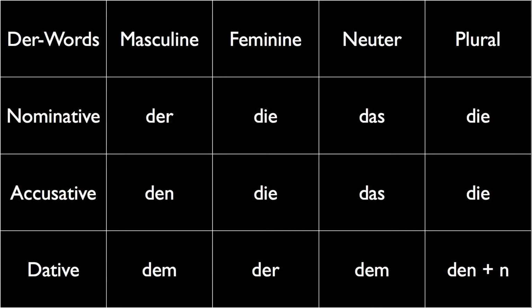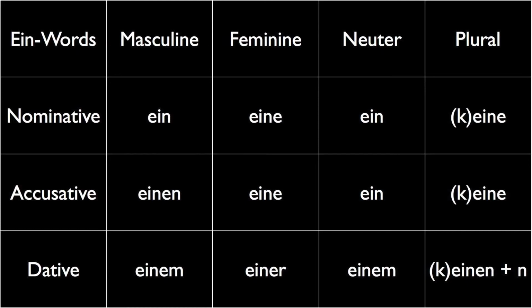So, let's review them. The masculine, feminine, neuter, and plural for the nominative case would be der, die, das, die. In the accusative case, in the direct object case that is, they change over to den, die, das, die. In the dative case, they all become dem, der, dem, den. I say den plus n because the dative plural will take an n at the end of the noun as well. The words for a, or ein-words, follow a similar pattern.